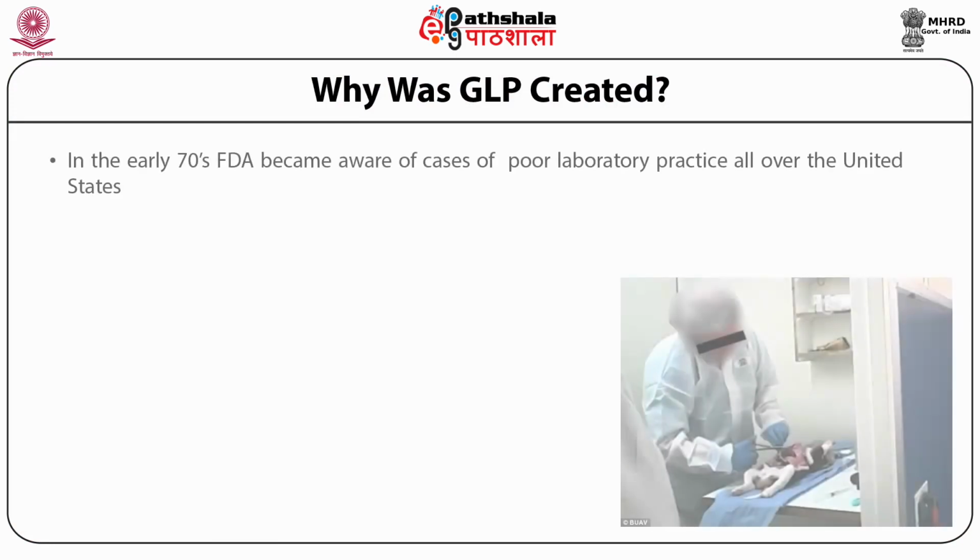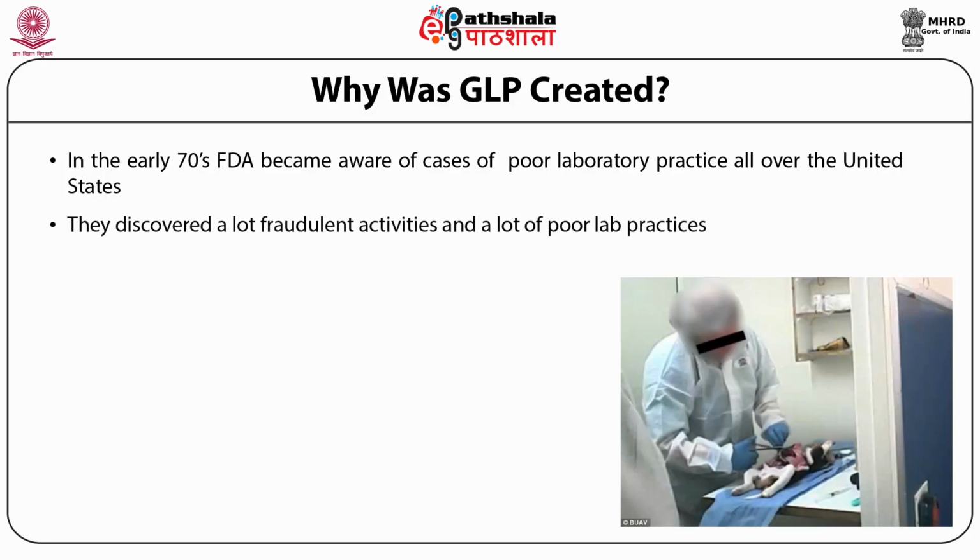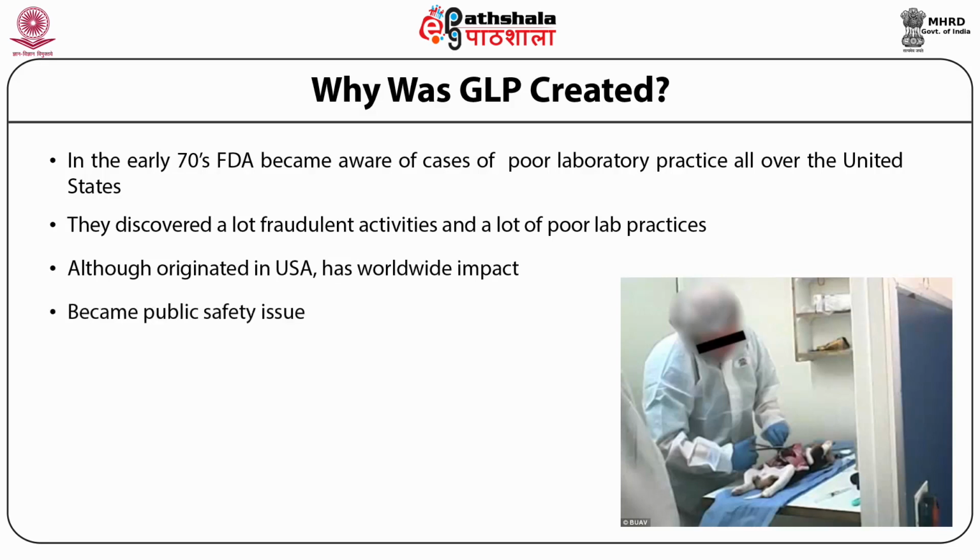The creation of GLP led to, in 1970, numerous cases of laboratory malpractice and fraud being observed in USA laboratories and other state organizations. They discovered that a lot of fraudulent activity and poor lab practices were going on in these laboratories. Although these originated in the USA, they had a worldwide impact, and these malpractices became a public safety issue.